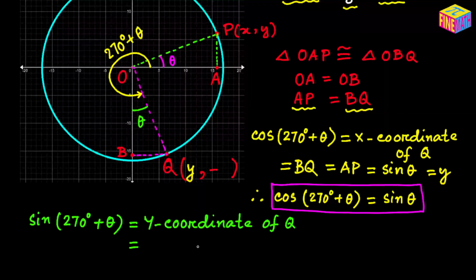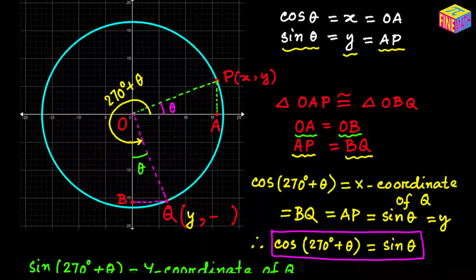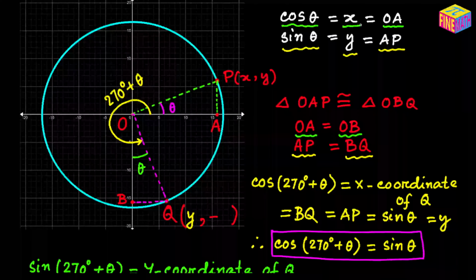Now what is the y coordinate of Q? Well, that would be equal to the length of OB. However, that would be in the negative y axis direction. So this will be a negative value. So we can write it as negative of the absolute value of OB. And what is OB? Well, we know that OB is equal to OA. From the two congruent triangles, we know OB is equal to OA. So we can write it as negative of absolute value of OA. And what is the OA length? Well, if we go up there, you can see that OA is actually equal to cosine of theta, which is also equal to x. So OA is cosine of theta.